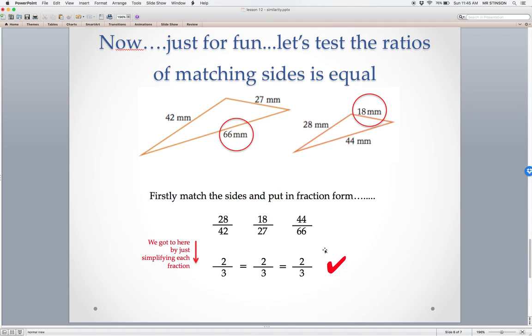Now if you simply simplified each of these fractions, you would find that 28 over 42 becomes 2 over 3. 18 over 27 becomes 2 over 3. And 44 over 66 becomes 2 over 3. And this is what I mean by matching ratios between sides.